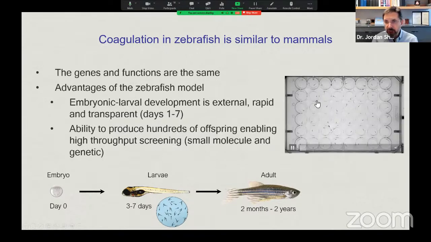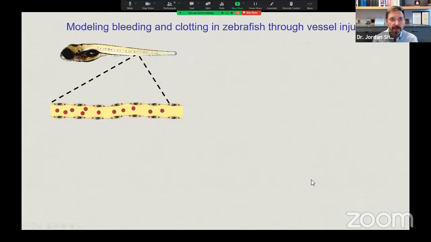So we can put them into multiwell plates. This is like a plate full of mini test tubes. You can see them in here, and we can test new drugs on them to find drugs that will treat the models we make. So we've made a number of bleeding and clotting models, and we're using what are called chemical screens to find new drugs to treat them.